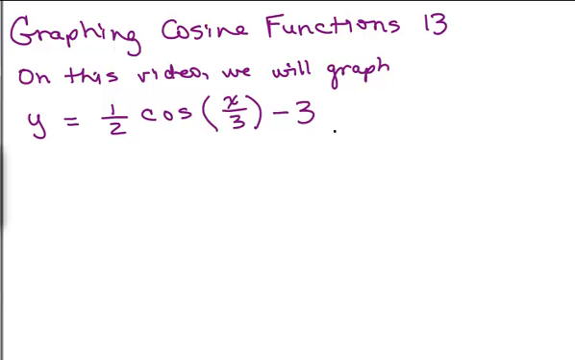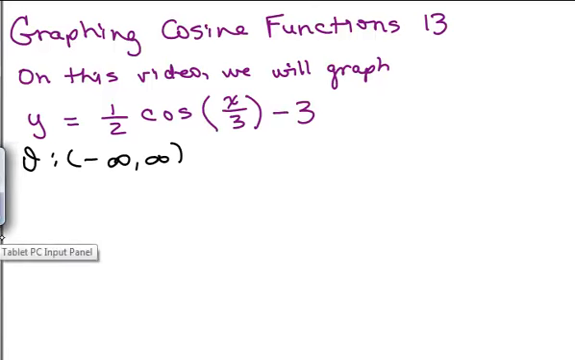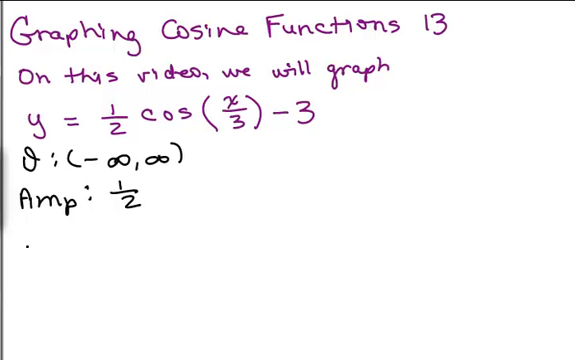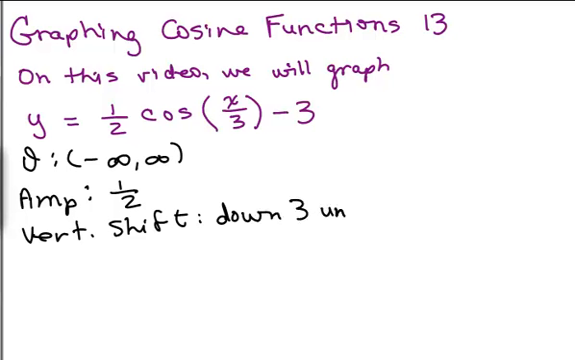Now the domain always remains the same, remember? The domain is all real numbers. And we'll leave off the range for now. What about the amplitude? The amplitude is the absolute value of the coefficient of the cosine, so that'll be the absolute value of 1/2, or 1/2. And what about the vertical shift? We've got minus 3 at the end, so it's going to go down 3 units.